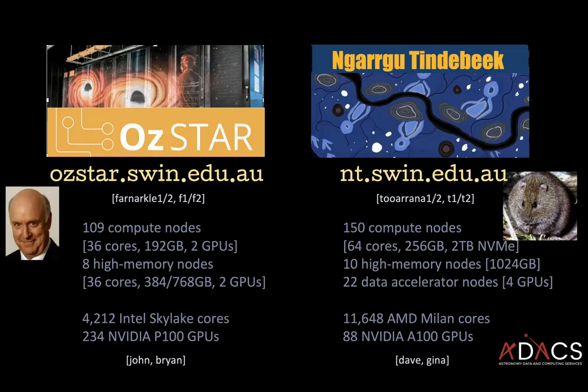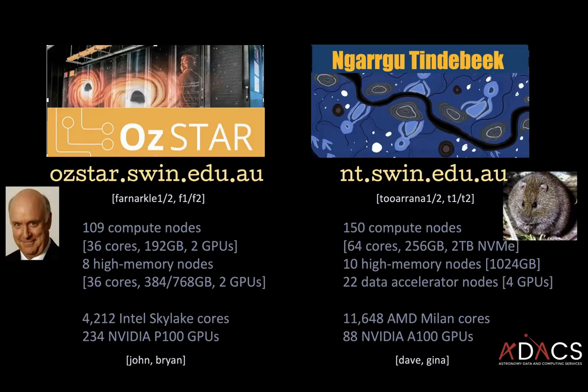For Ngagu Tinderbeek, as I said, it's our new machine, in operation from March this year onwards. It has 182 compute nodes in total, 150 standard compute nodes, which each have 64 compute cores, AMD Milan, 256 gigabytes of memory, and a 2 terabyte local NVMe or SSD flash storage option, which can be utilized for fast I/O within the node.